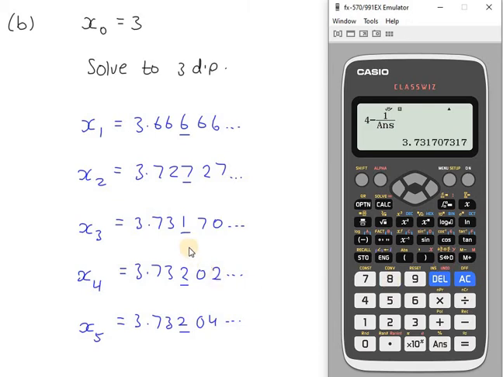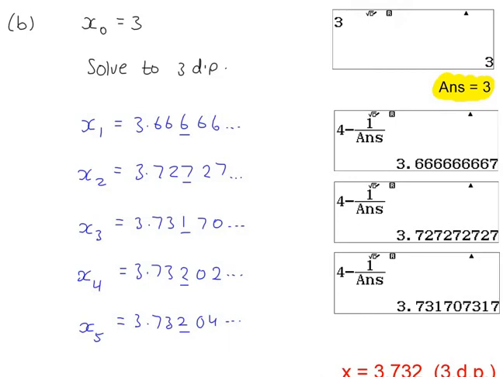x3, and again 1st, 2nd, 3rd decimal place, so we've got a 7 in the 4th decimal place. x4, x5, and we can see that the 4th decimal point is now 0, which means we can confidently round to this value, 3.732, to 3 decimal places.